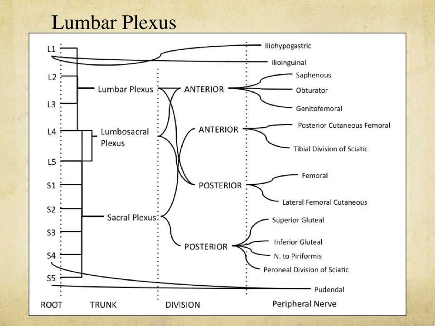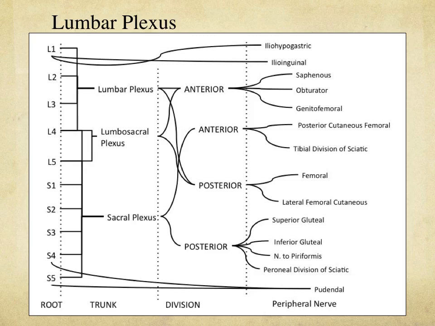So the lumbar plexus is going to come from the nerve roots of L1 through L4. The lumbosacral is going to give us L4, L5, and will draw from S1 and S2. And then the sacral plexus is going to draw from L4 all the way down to S5. Now notice the lumbar plexus is going to split. The lumbosacral plexus is going to split, and the sacral plexus is going to split.